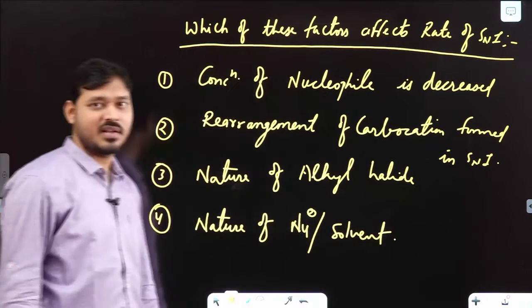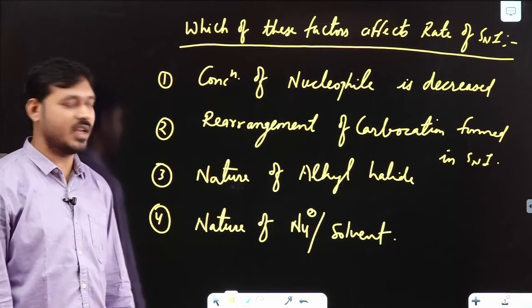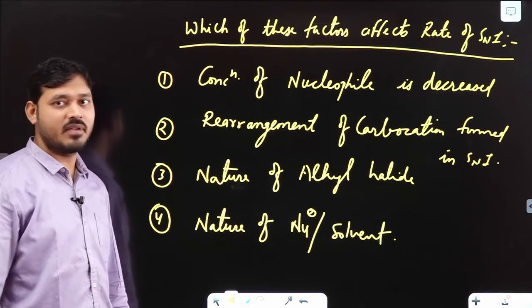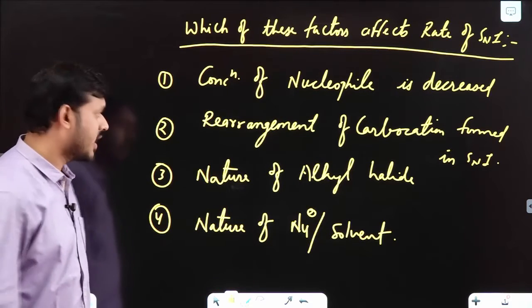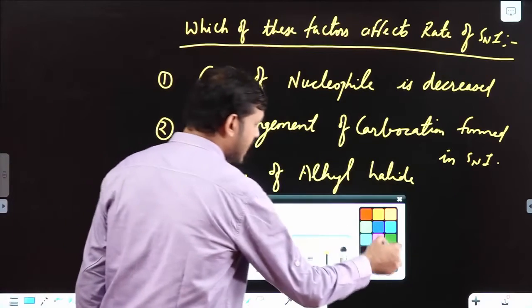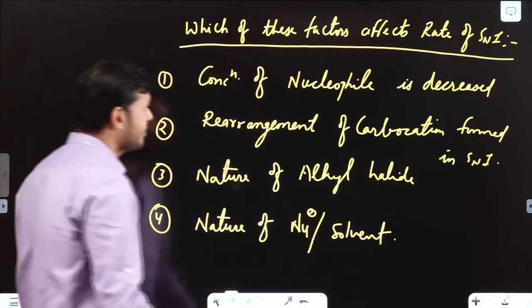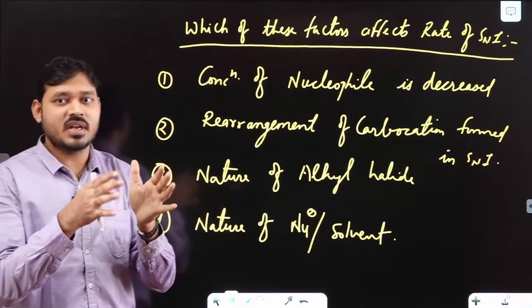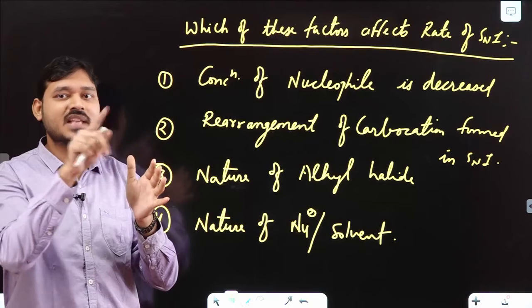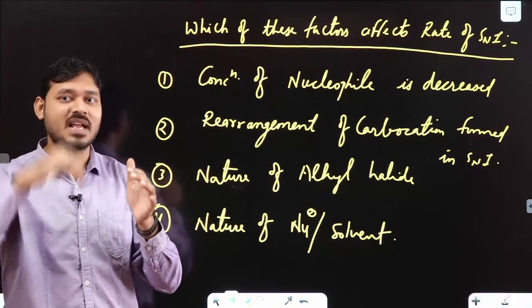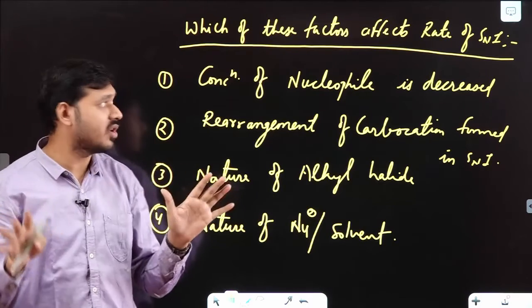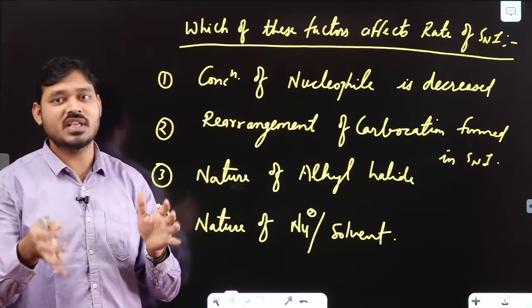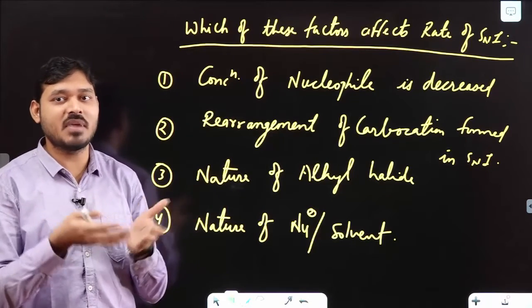Suppose you are talking about hydrolysis of alkyl halide, then you have water as the solvent as well as the nucleophile, right? So now let us understand all these four cases properly. Concentration of nucleophile is decreased. See, you have a reaction where the concentration of nucleophile is, suppose, X molar. If you make it X by 10 molar, then also it will have no effect on the rate of SN1. Why? Because it is not at all involved in the rate determining step.